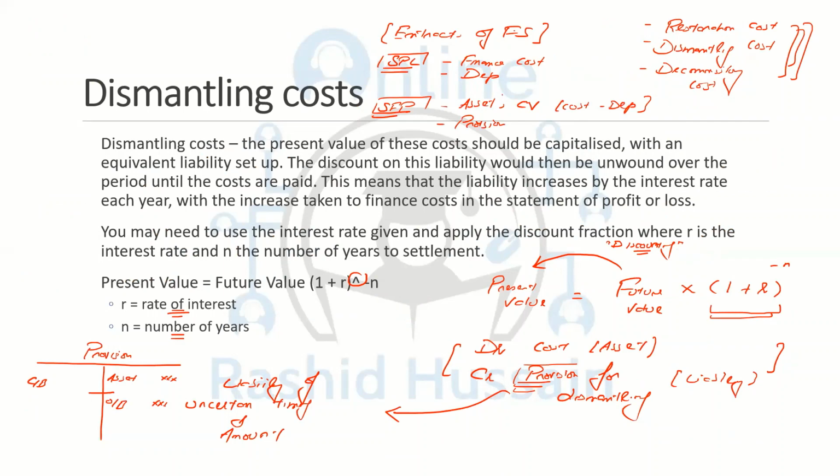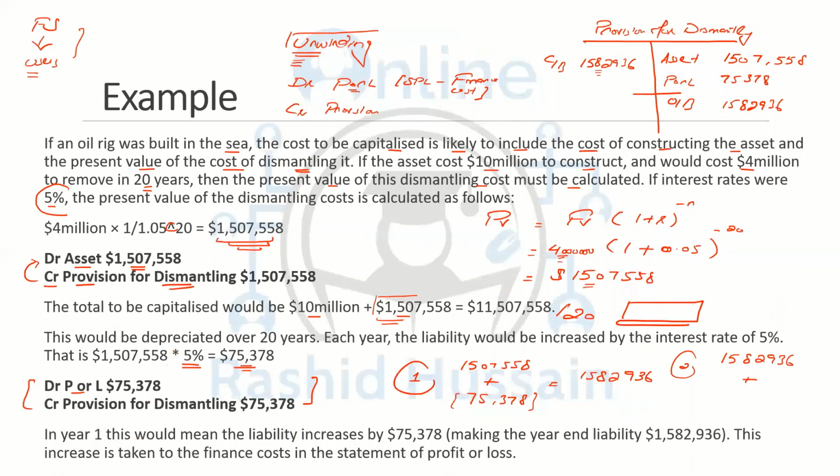If they're asking what figure is going to be in the statement of profit and loss, then you're going to tell them the two figures, or an aggregate figure of the finance cost and the depreciation. Finance cost is on the unwinding. And then we have the depreciation, which is the cost of the asset divided by its useful life. When they ask you regarding the statement of financial position, it is going to be either the asset's carrying value, which is cost minus depreciation, or the provision, which is going to be the closing balance.